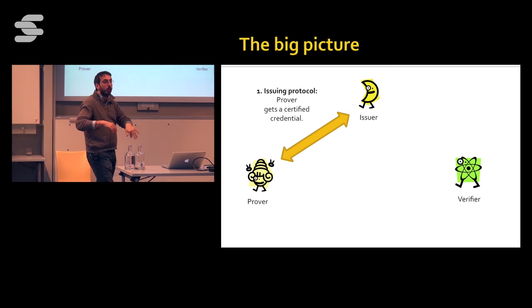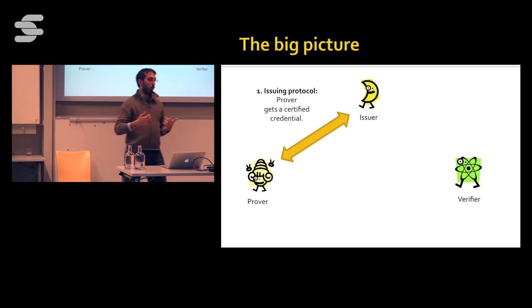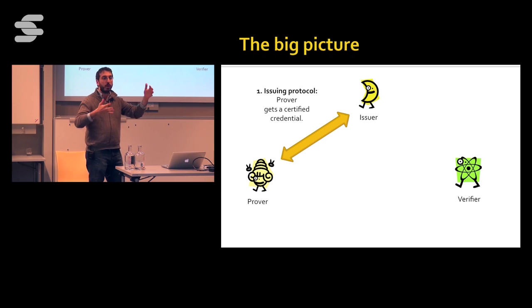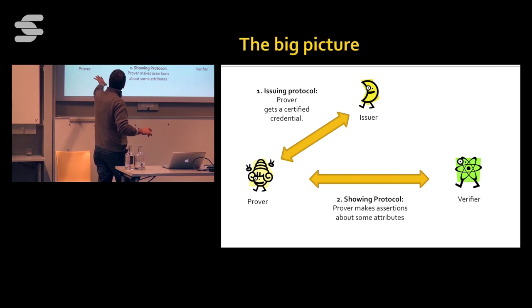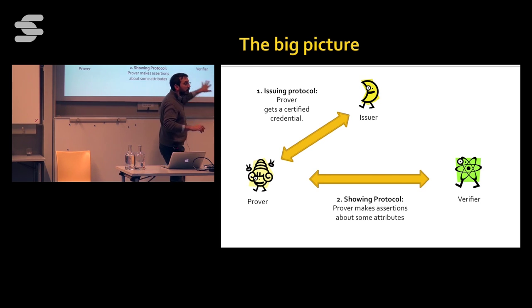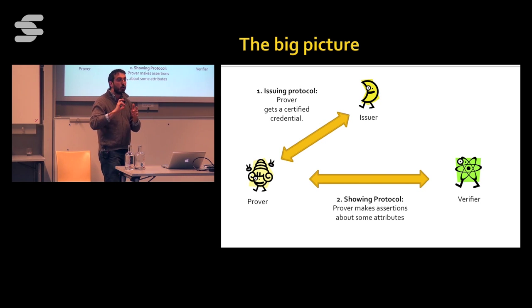Okay, this is you going to the passport office and saying, hi, I would like a passport. This is who I am, you know who I am, I'm your citizen, give me a passport with all my credentials in it. That's the first protocol. But now we need a second protocol by which the prover can show the verifier some of the attributes, or some aspects of the attributes, or a truth statement about the attributes.